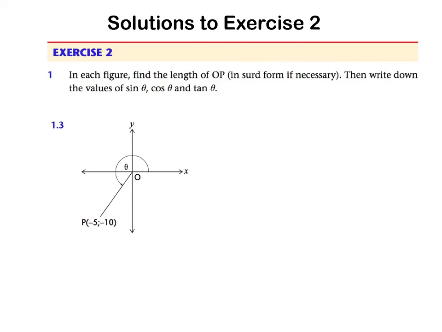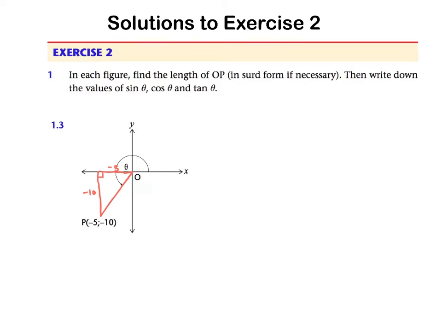Okay, let's look at 1.3 now. So P is a point in the third quadrant, (-5, -10). So if we're going to draw the triangle, the x value is now negative and the y value is negative. Remember which function will have a positive ratio in the third quadrant? Only tan, right? Because tan is y over x, opposite over adjacent, and both are negative, so you'll have a positive ratio. All the others would be negative. I mean cos and sine are negative, tan will have a positive ratio.